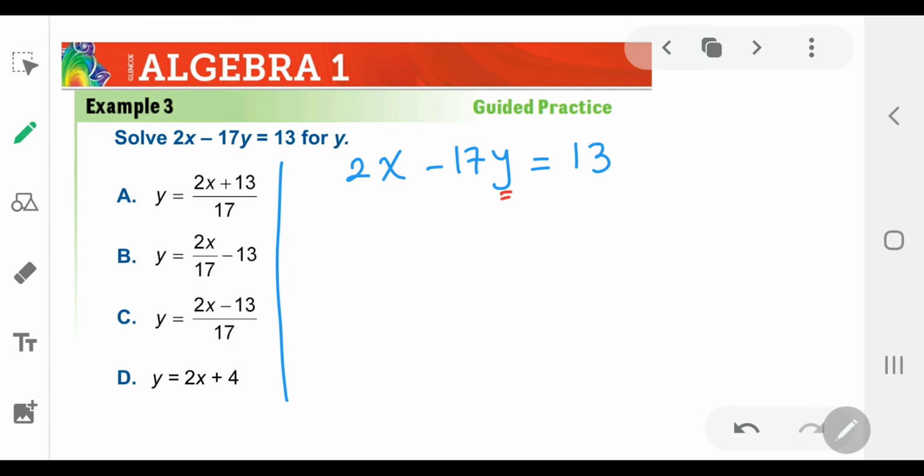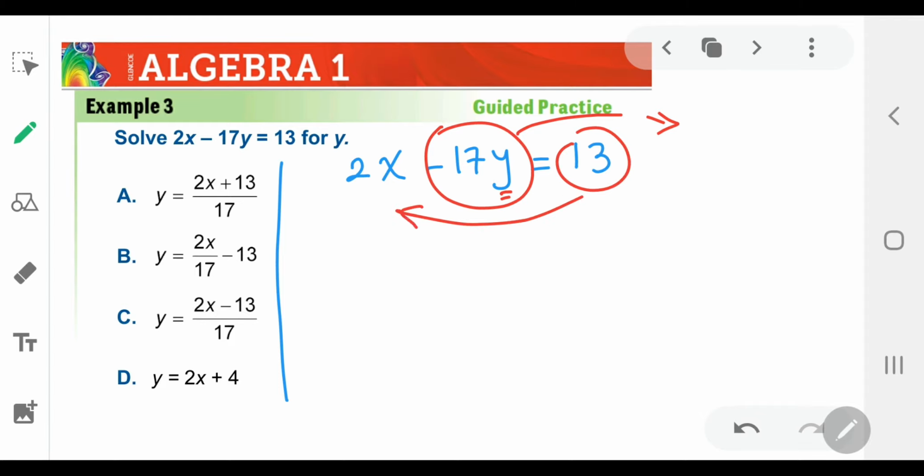Again, to avoid having negative signs, I would prefer to drag the negative 17y to the right-hand side while dragging the 13 to the left-hand side. Why do I have to do this step? It's not necessary. I'm just doing it to avoid having negative signs with the variable I need to isolate. And as explained earlier, it doesn't make any difference whether the variable is on the right-hand side or the left-hand side. So let's do this step.